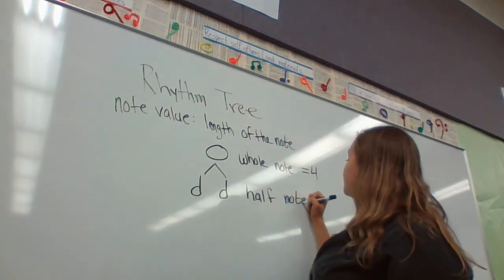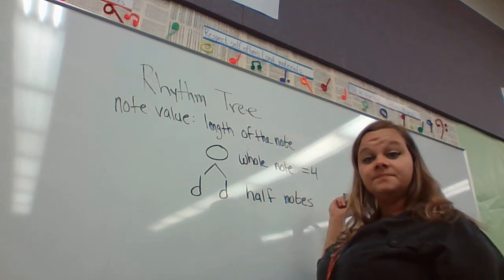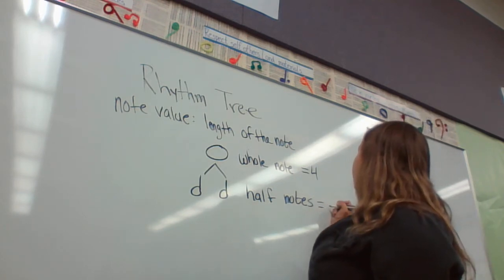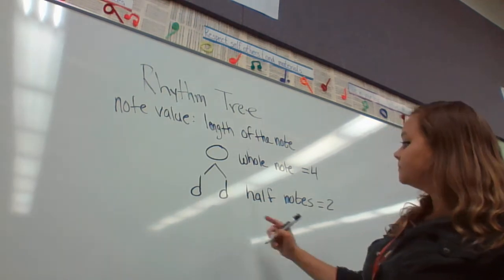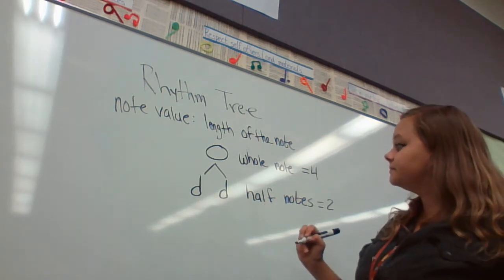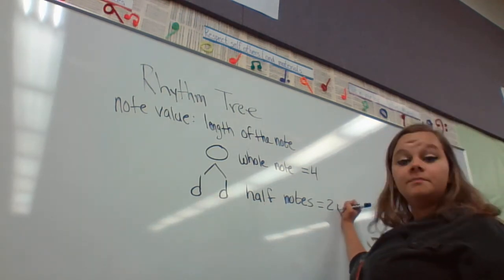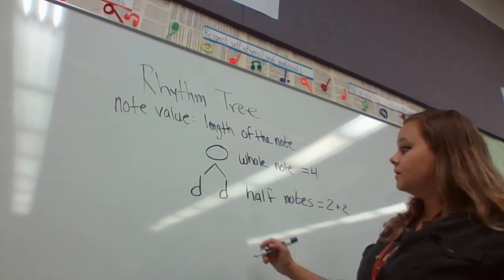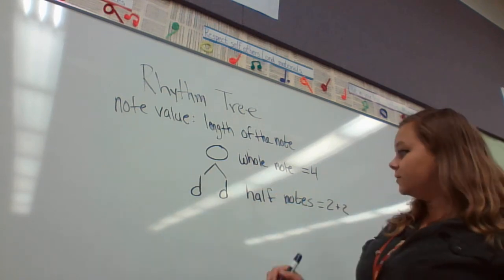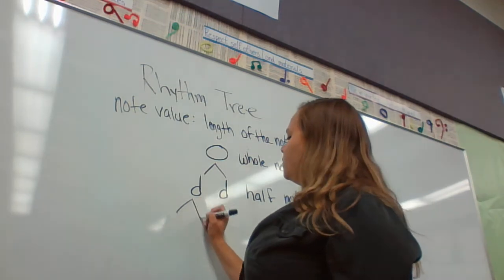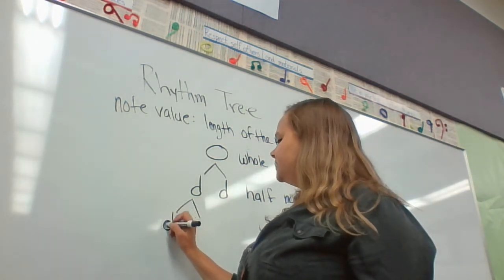Anyone know how many beats a half note gets? A half note gets 2. Now these have to add together. So we have 2 plus 2. 2 half notes make 1 whole note. We can keep adding branches to our tree.